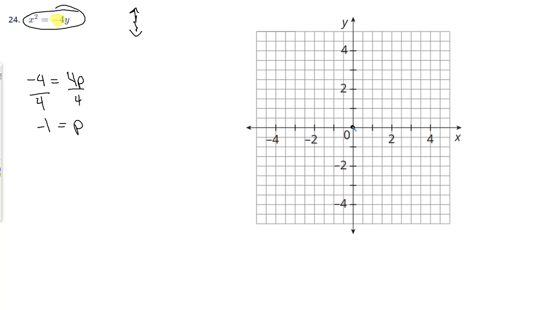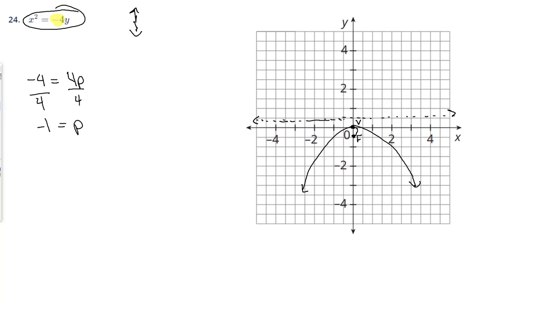And so that tells me my distance away from the vertex is 1 unit to the left. And that gives me my focus. So my vertex is here, my focus is here. Oh, wait a minute. Not to the left, because we said up and down, right? So 1 unit down. And so my directrix is 1 unit the other way.